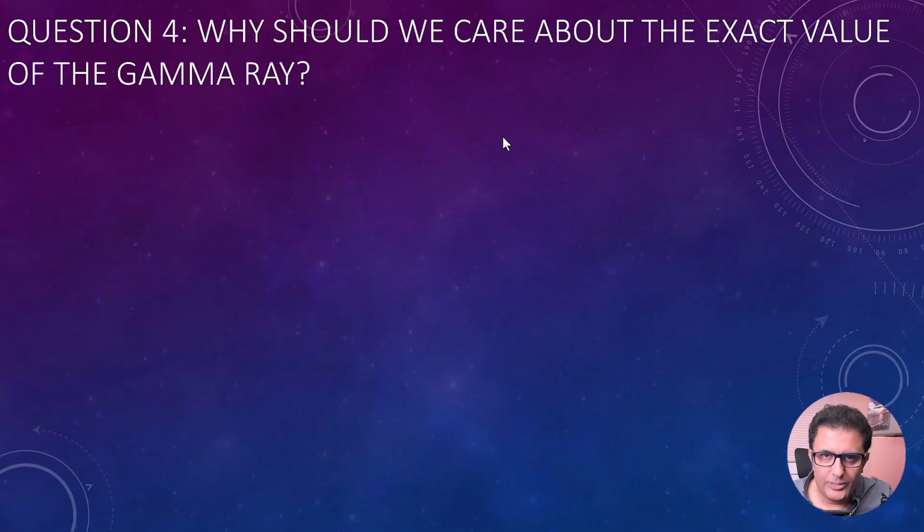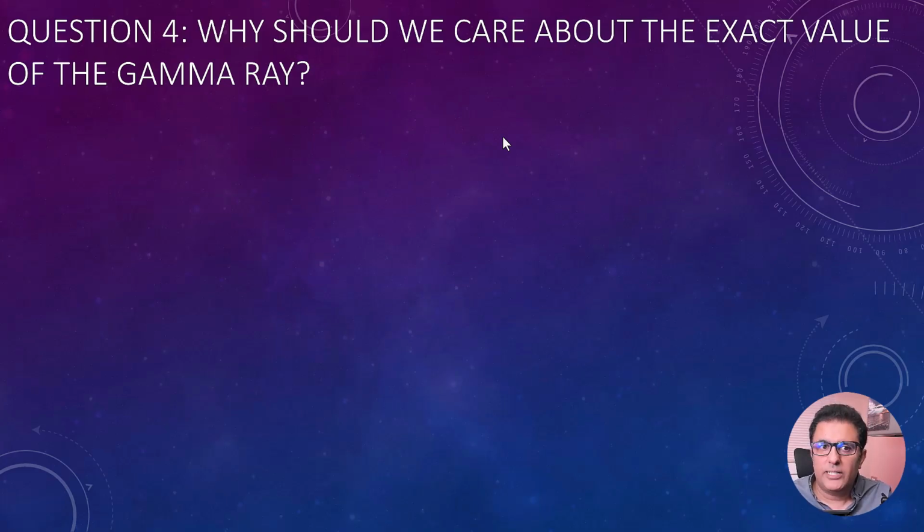So let me ask you this fundamental question. Why should we care about the exact value of gamma rays? The answer is that sometimes formations are shaly, for example, shaly sandstone or shaly limestone, and the presence of shale may affect the reading of other logging tools that we use. For example, shale may affect the reading of resistivity or neutron porosity. And having some idea about the percentage of shale in the formation will help us to apply those corrections.